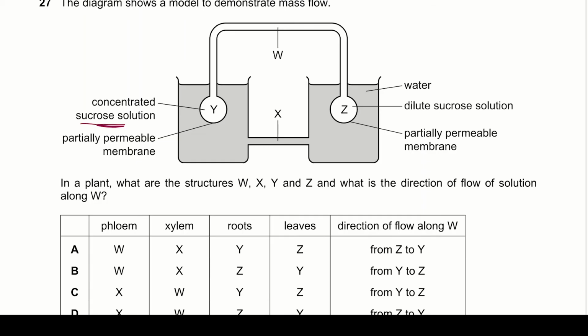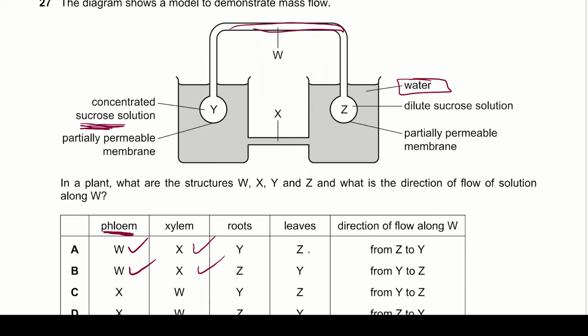Let's start with A. Here it says phloem. And as we know, here it says concentrated sucrose solution. So phloem is definitely going to be W. The reason for this is that the phloem is what transports sucrose and assimilates across the plant. So W is going to be correct for phloem. Let's continue for the xylem. It's definitely going to be X because here it says the water. And xylem transports water and mineral ions. Roots for the moment. Let's move on to leaves.